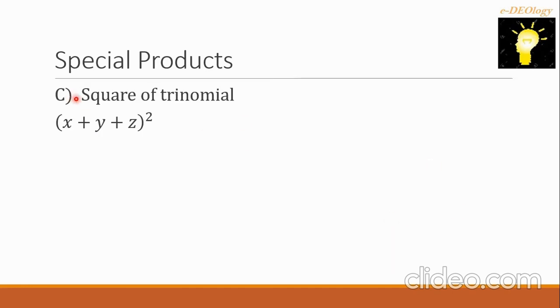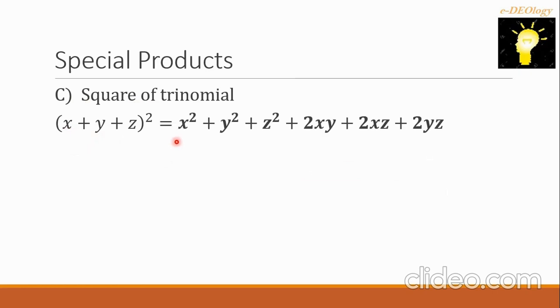Let's go now to our third type, and this is the square of a trinomial. As you can see here, we have three terms, x plus y plus z, all raised to 2. In the book, you will find that the answer for this is 6 terms. So let us examine one by one. We can group the 6 terms into 2 groups. The first 3 is one group. The last 3 is another group.